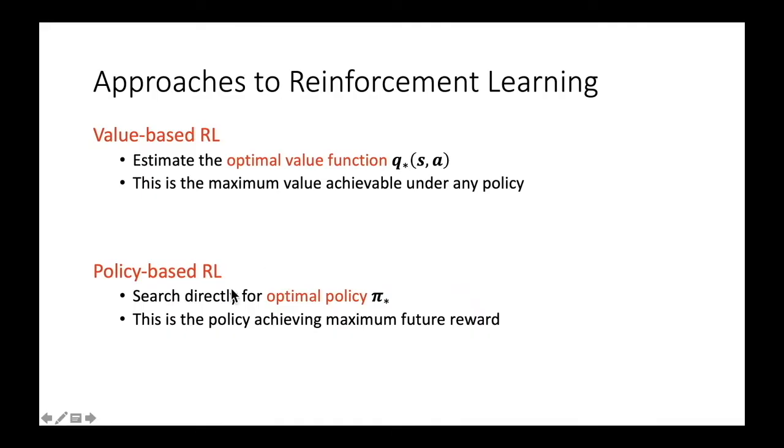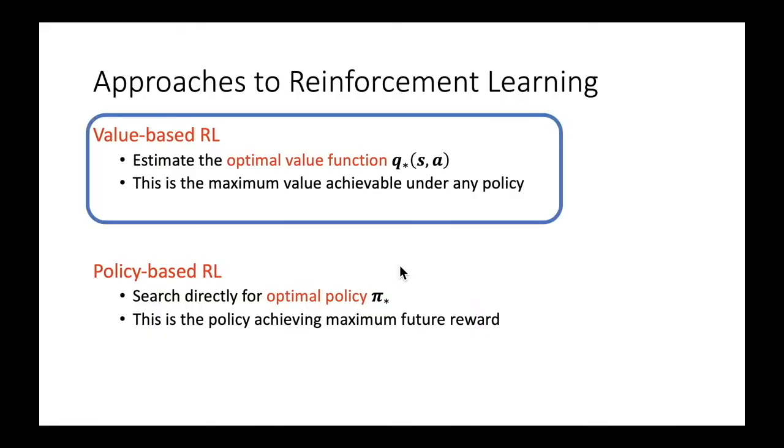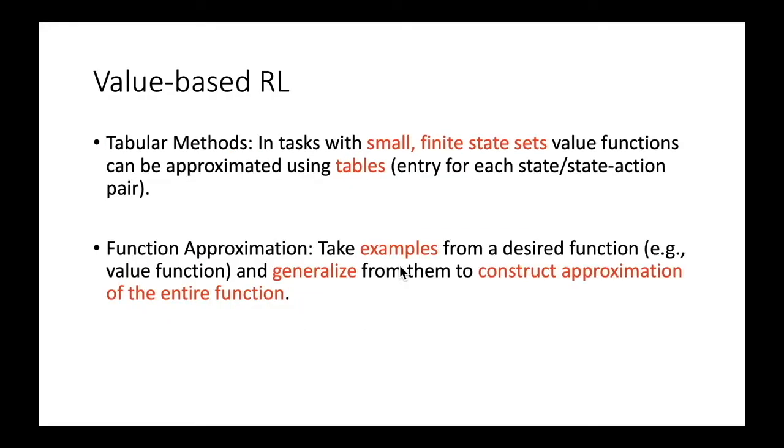The second class of algorithms search directly for the optimal policy, which is the policy achieving the maximum future reward, or the pi star. Both of these concepts we have already introduced. So whether we attack it by trying to estimate Q star directly, or whether we do it through pi star, gives rise to two different types of algorithms. What the difference means will get answered when we look at examples for these two types of algorithms. We will first start with value-based RL.